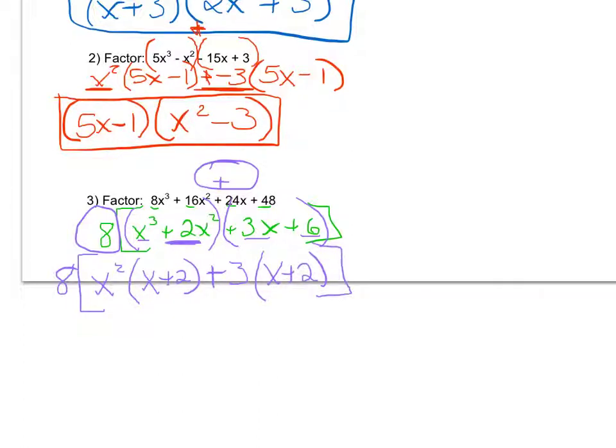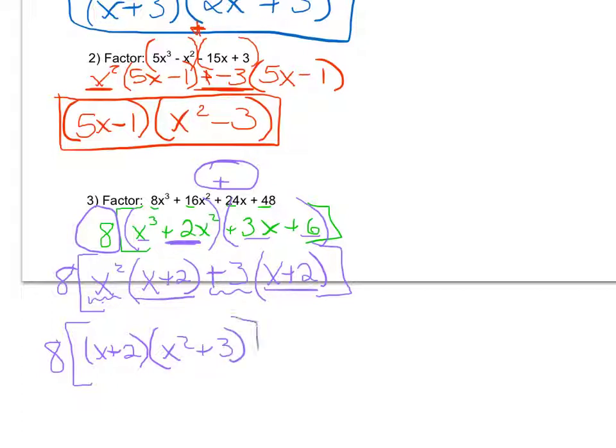Close my bracket. I now look at term 1 and term 2, and I realize they have an x plus 2 in common. So the 8 drops down again, the bracket drops down, and I'm going to take an x plus 2 out of each of my terms. And I'm left with an x squared plus 3. I can now leave it like this with the brackets, or I can say the brackets aren't really necessary since the x plus 2 and the x squared plus 3 are already grouped, giving me a final answer of 8 times x plus 2 times x squared plus 3.